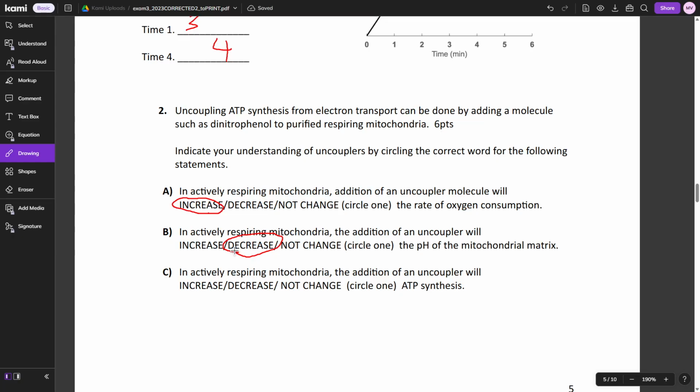It's dissipating the gradient is how we refer to it. A gradient is when we make a thing, we have high concentration on one side and low concentration on the other side. An uncoupler dissipates the gradient by taking things from the high side and putting them into the low side.